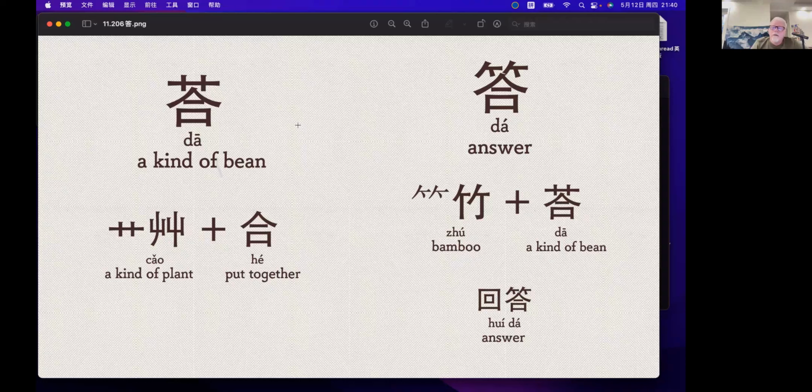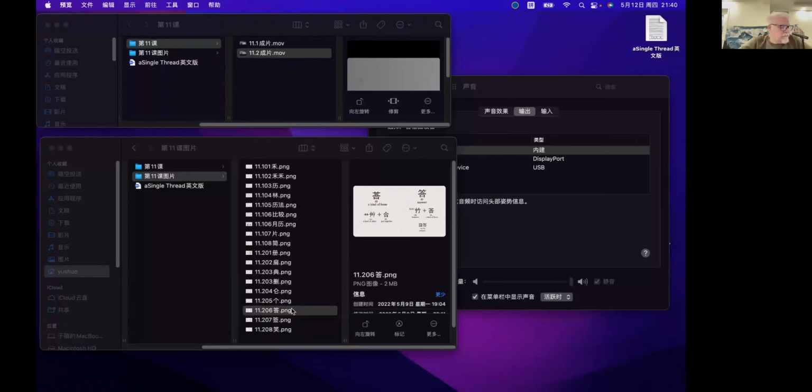Then we have another character, da, which looks similar. On the top, you have a bamboo radical, which means it has something to do with reading. But on the bottom, we have a he. And it's pronounced da. So it's hard to explain the logic. I say this character was influenced by the bean character. It's not exactly a reduced phonetic, but it was influenced by the bean character. But when we speak Chinese, we usually say hui da, which means to answer.